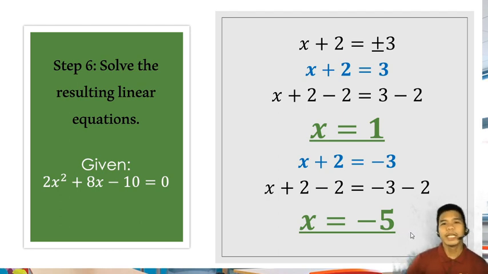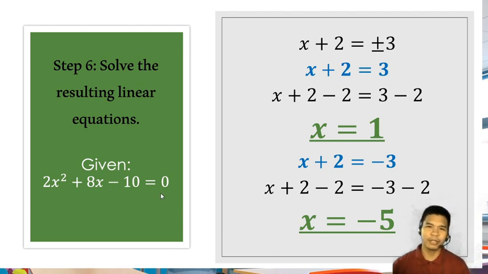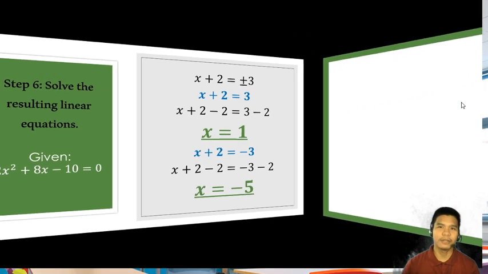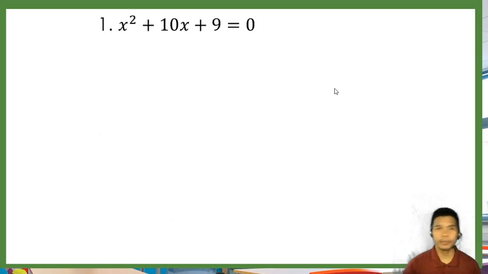So, therefore, the solutions of 2x squared plus 8x minus 10 equal to 0 are positive 1 and negative 5. So, that is the step-by-step process. So, let's have another example. We have x squared plus 10x plus 9 equal to 0.